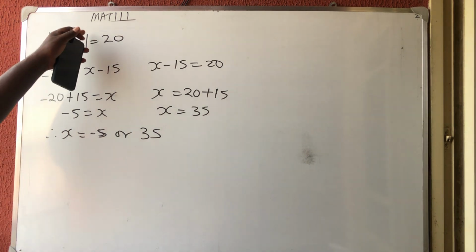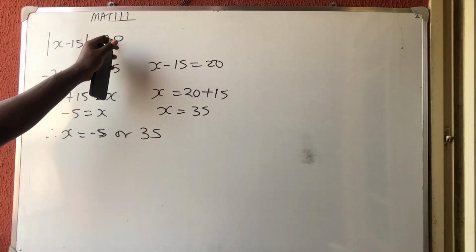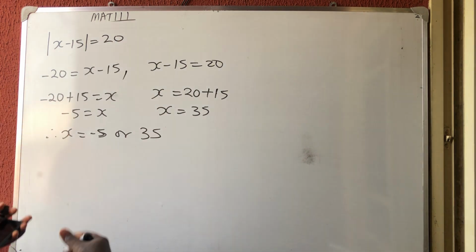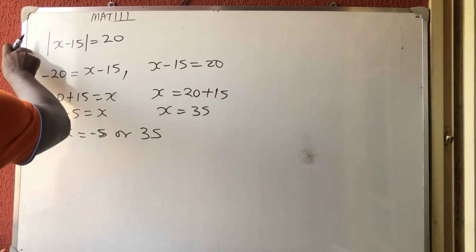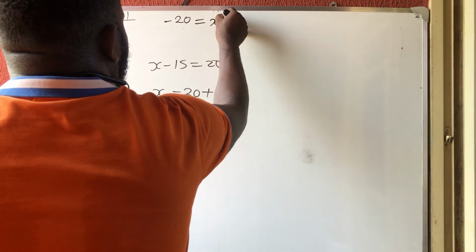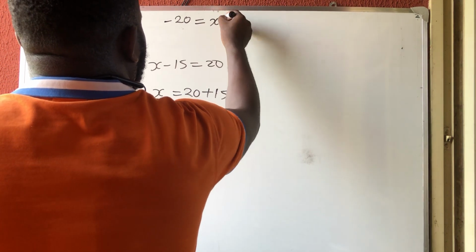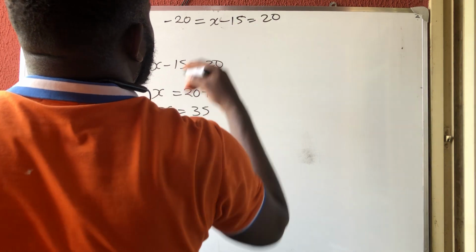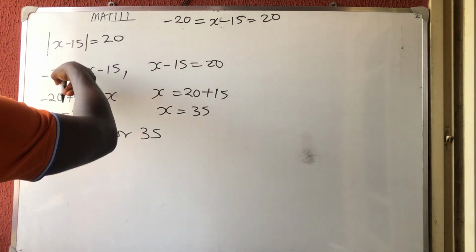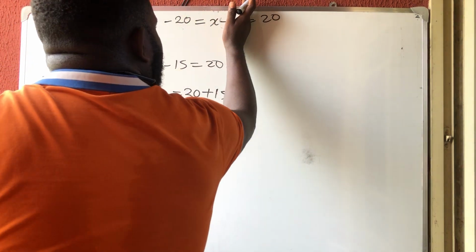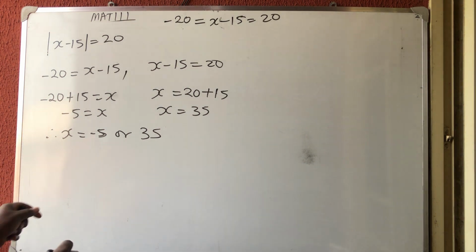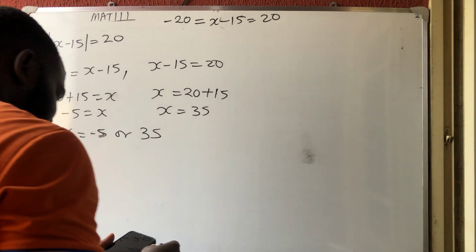So to remove this absolute value, just say the negative of this side is equal to this, comma, then you go like this. Just very simple. Put the negative of this on the other side, like saying minus 20 is equal to x minus 15, which is equal to 20. Just put equal to here and put minus 20 to remove this line called absolute value. So solve this side separately and solve this side separately. That's what I did to get these two answers.